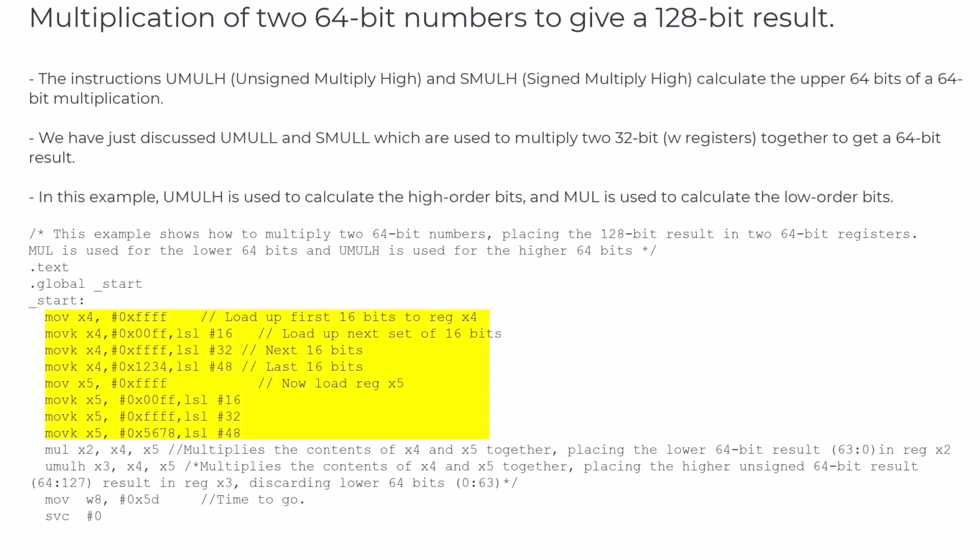Now, if you look at the listing, first we will seed the operand registers X4 and X5. And then after we've done that, we'll multiply the value in X4 and the value in X5 using the MUL instruction. So this makes up the lower 64 bits. We'll put the result into X2. And then with the unsigned multiply high instruction, we're going to use the same register operand pair, and load the result into destination register X3. The combined values of X2 and register X3 give the full 128-bit result.